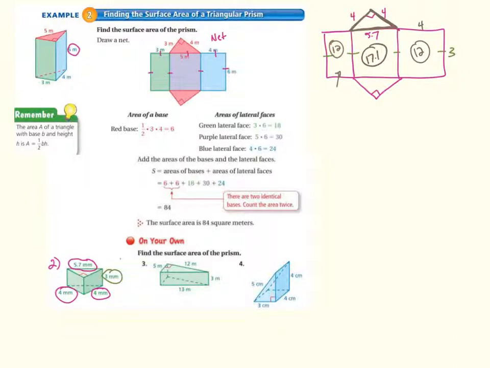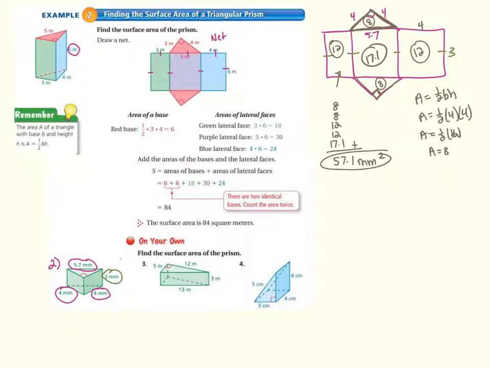So you have all the areas of the rectangles, but what's missing is the area of the triangle itself. Remember, area of a triangle is 1/2 base times height. Look for that right angle, because the base and the height come together to form that right angle. They're both 4s. So 1/2 of 16 is 8. The area of this triangle is 8, and the area of this triangle is 8. Now is when you add them all up. When you add them all up, you get 57.1 millimeters squared. All right, let's try number 3.